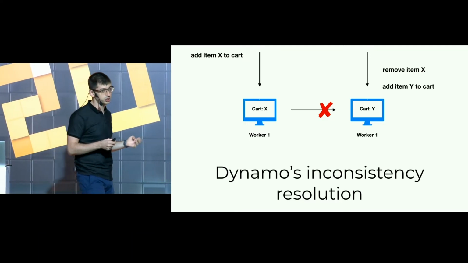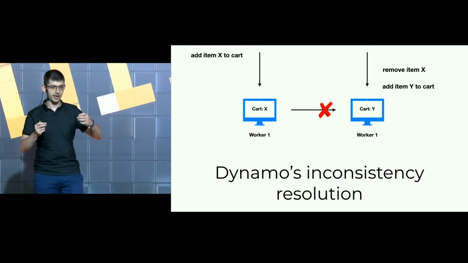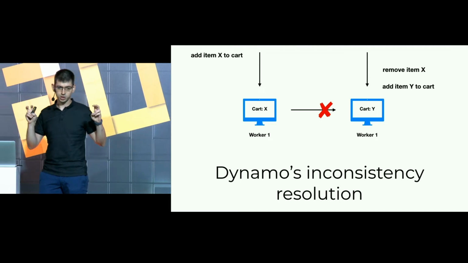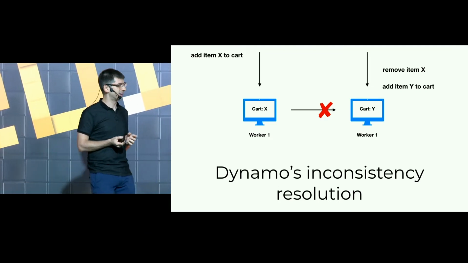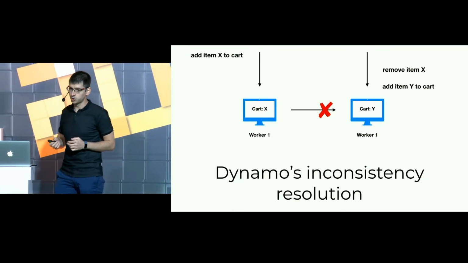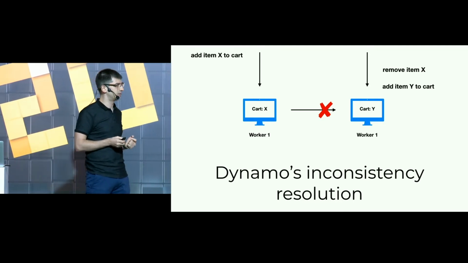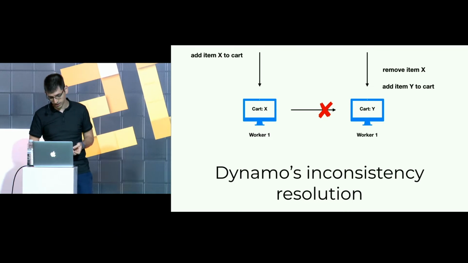And then when the partition is over, you end up with a cart that says, oh, he's gonna buy X and Y. Because Amazon doesn't want to lose additions to your cart, because those bring in business, but they are willing to lose removals. So like Amazon are fine with you having to remove a router from your cart because you added it by mistake, but they're not fine with you having to add it again. They don't want to lose business by this.